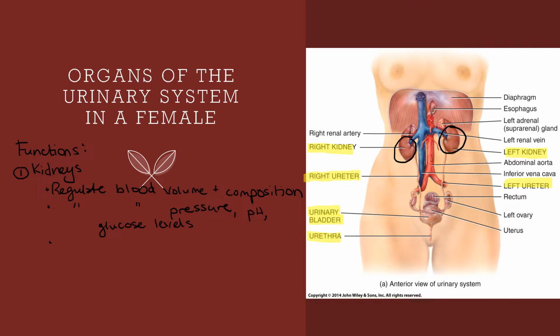The kidneys also produce two hormones. These hormones are calcitriol and erythropoietin. We'll talk about those hormones a little bit later in this chapter. And the kidneys also excrete wastes in urine. So excreting wastes in the urine. So that's our first main function, fully regarding the kidneys.